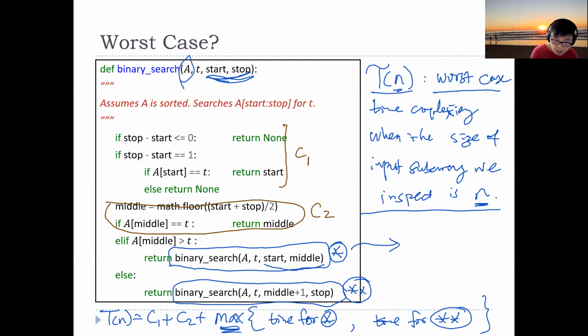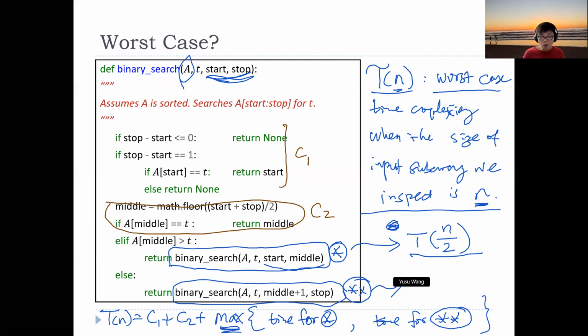Okay, so that means that this part is bounded by T of n over 2. I'm skipping all the floors. You can think that this is at most, because we have the floor here, it's either n over 2 or n over 2 minus 1, but then that's bounded by this. Same for this step.